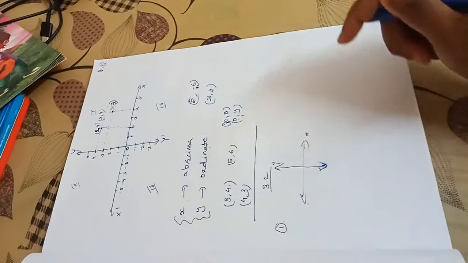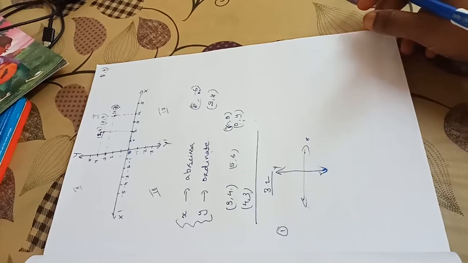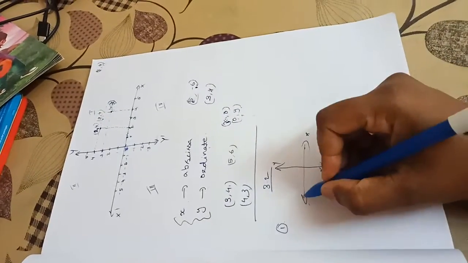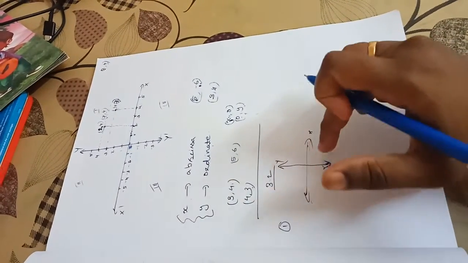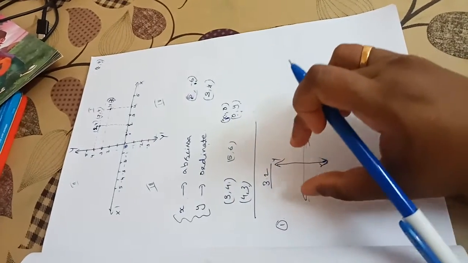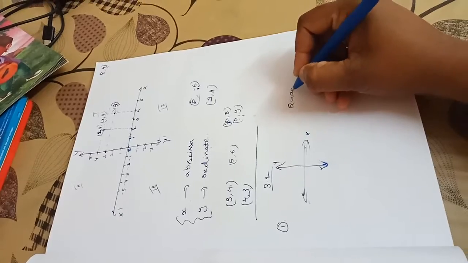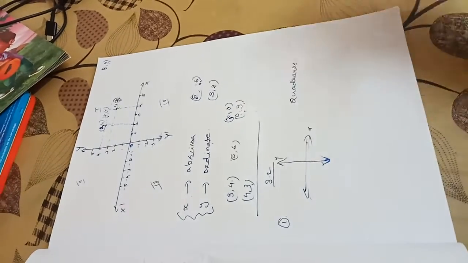Next one. What is the name of each part of the plane formed by these two lines? So these two lines formed four parts. 1, 2, 3, 4. So already I told you what these names are. These parts are called quadrants. So the answer is quadrants.